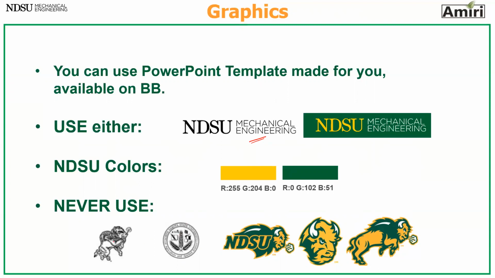One thing I want to ask you: do not use any athletic logo or the official seal of the university. These two are only to be used by the president and the athletic department, and these logos require athletic department permission. So do not use them on your professional reports or presentations for any classes. Just try to use the mechanical engineering logos.